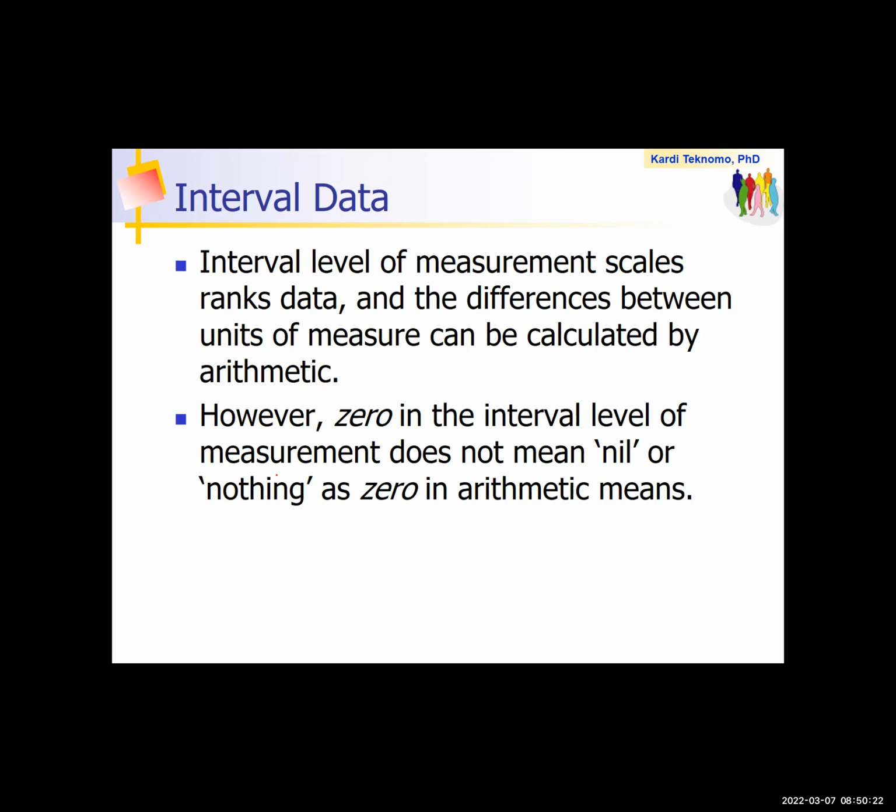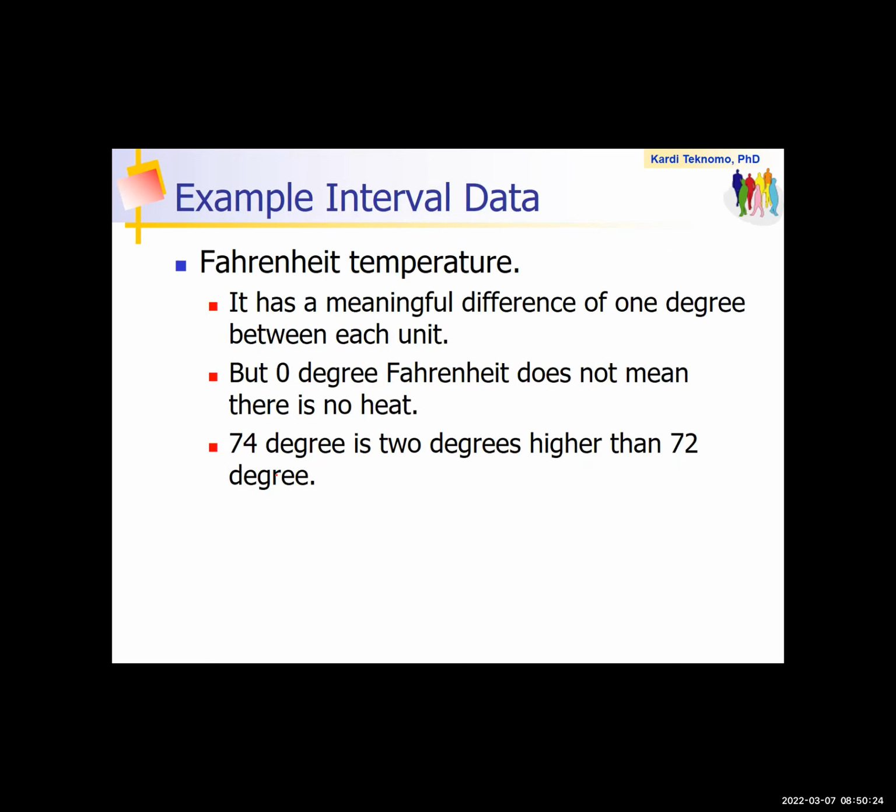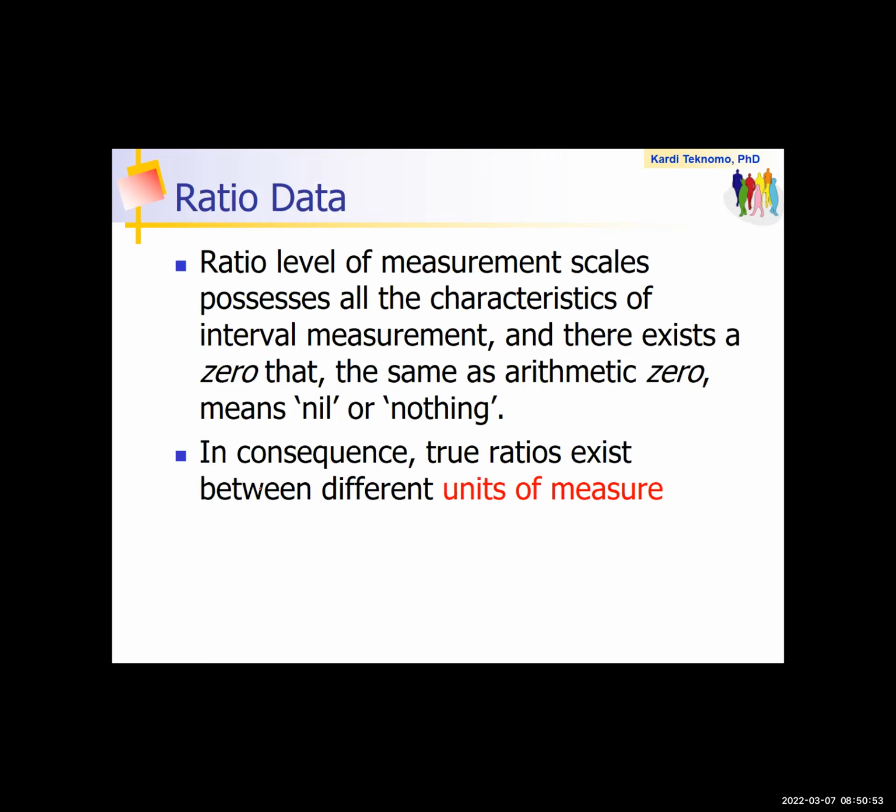So, example is Fahrenheit temperature. It has meaningful difference of 1 degree between each unit. Okay. But 0 degree of Fahrenheit does not mean there is no heat, right? So we can take the difference. Okay. 74 is 2 degrees higher than 72. That is correct, because this is interval data type.